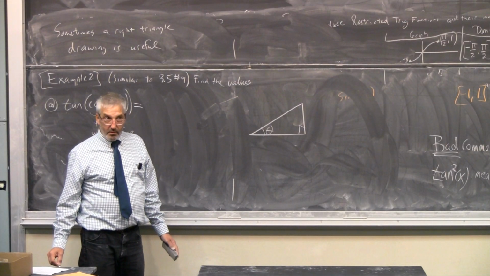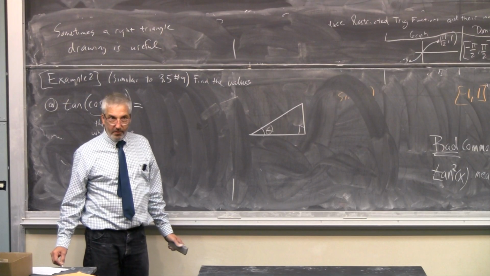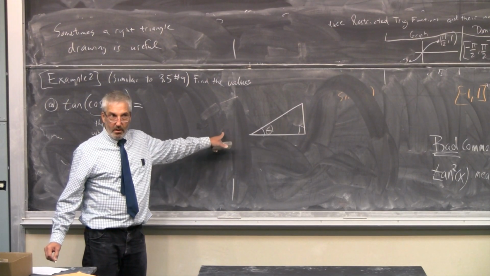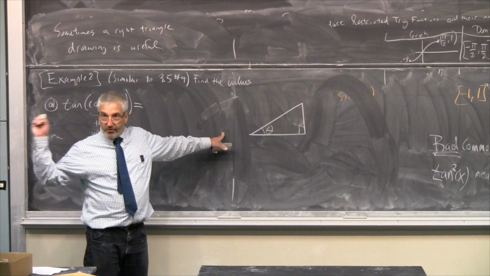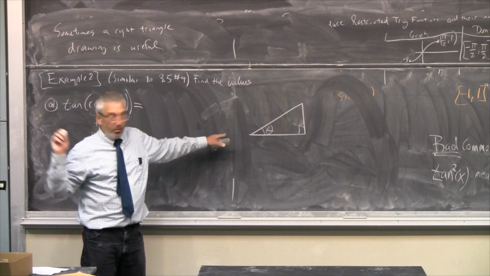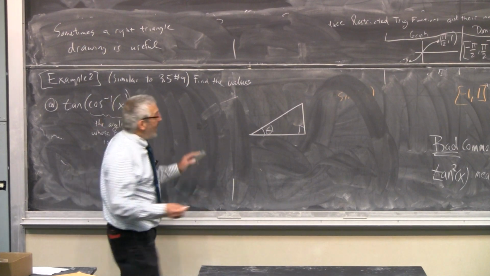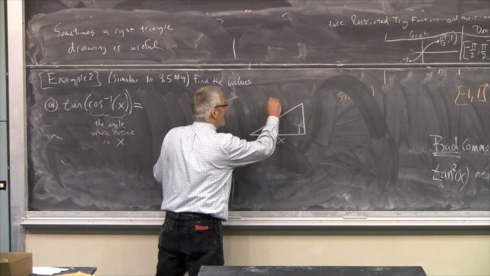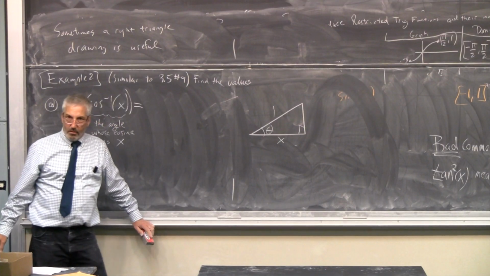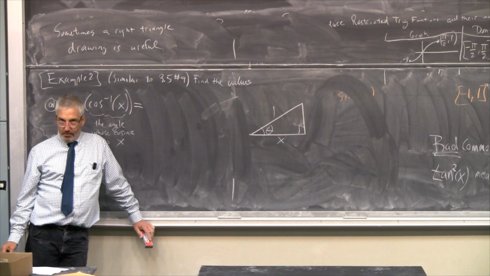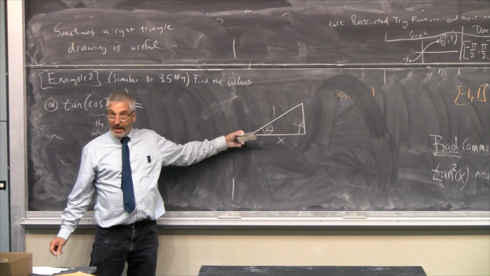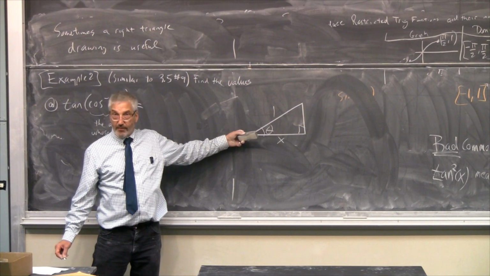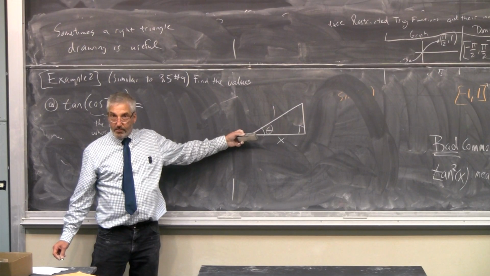And I want that angle to be an angle whose cosine is x. Now remember the SOHCAHTOA business? Well, how do you compute the cosine of an angle in a right triangle? Adjacent over hypotenuse. So I need adjacent over hypotenuse to equal x. The easiest way to get that is to just have an x for the adjacent and a 1 for the hypotenuse. So that's a picture of an angle whose cosine is x. Now I need to figure out the tangent of that angle. Now how do you compute the tangent of an angle?